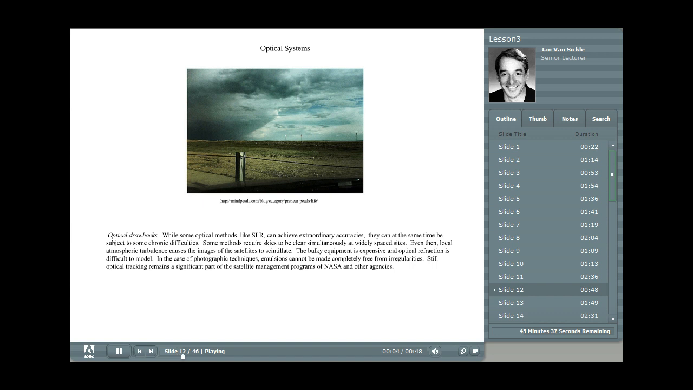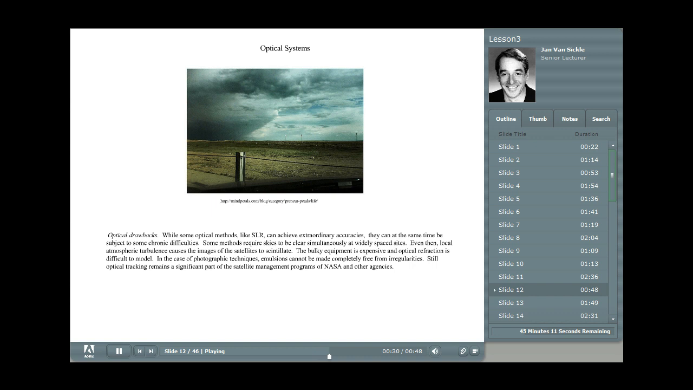Obviously, one of the drawbacks to optical systems is they can be restricted by clouds and other atmospheric troubles, fog, and so on. Clear skies are hard to come by sometimes, and of course turbulence can also be a problem, and as we know, the troposphere and the ionosphere can be very uncooperative in that regard.